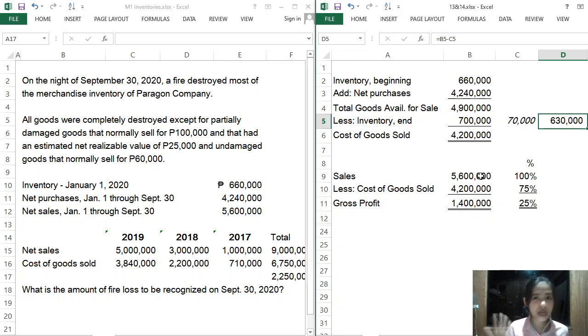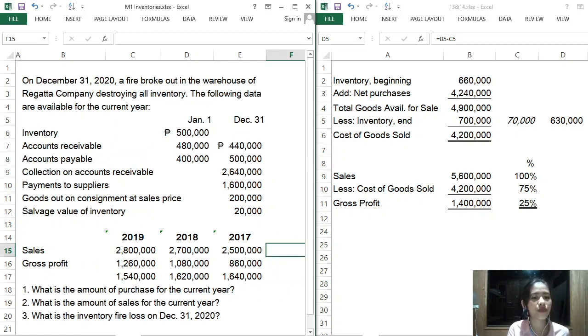Okay? So, I think medyo na-absorb na natin yung concept. So, kung tama ka dito, congratulations again. Nagigets mo na talaga. Let's have this last problem for gross profit method. And we have 3 questions. So, sulitin na natin. Last problem na eh.